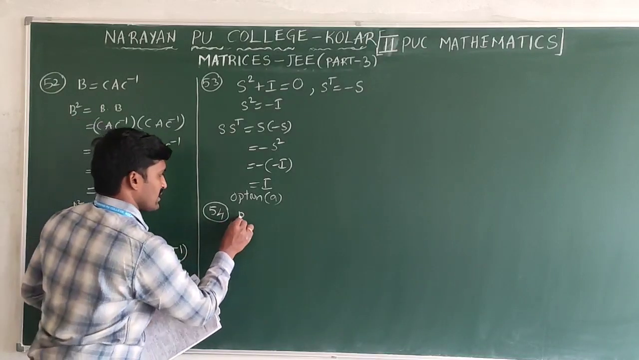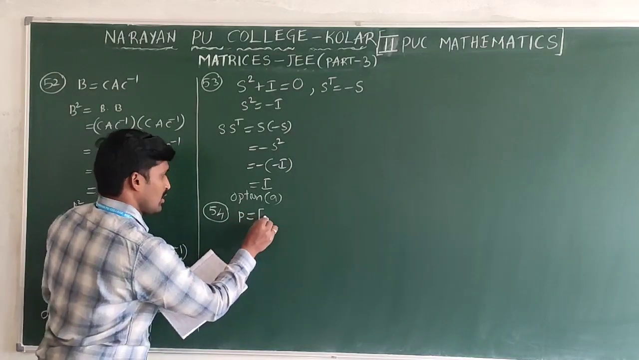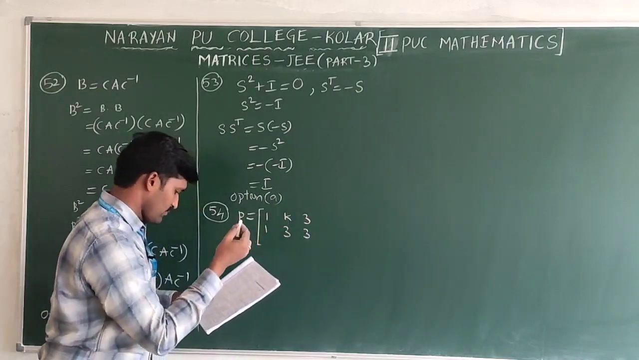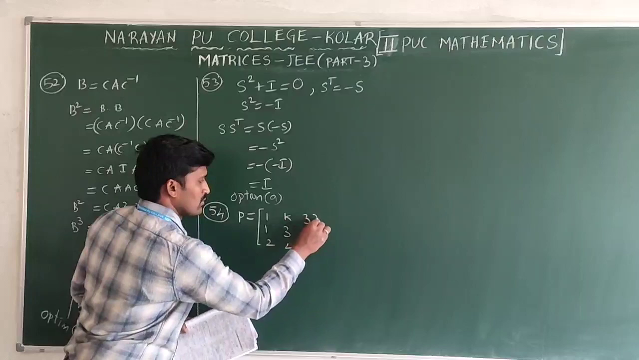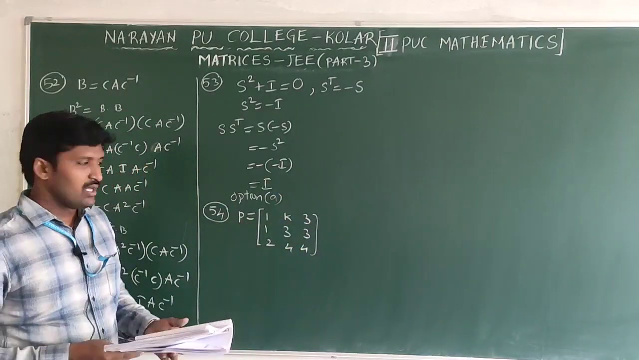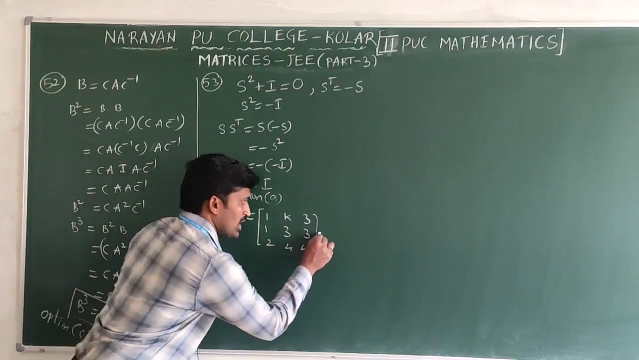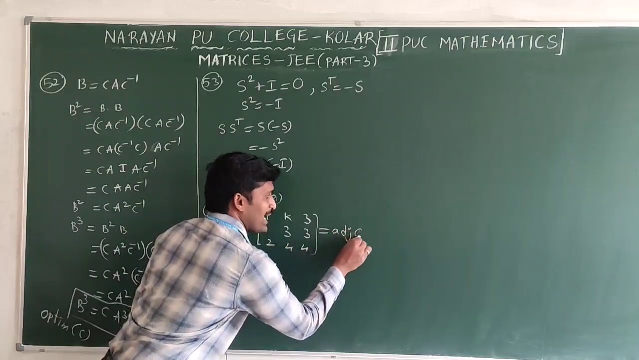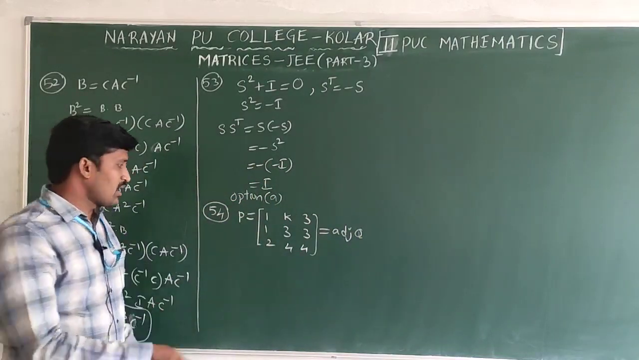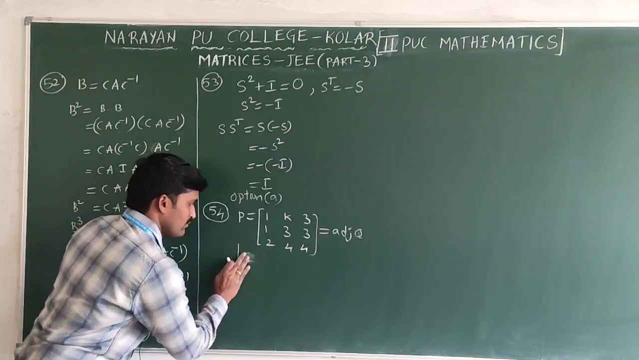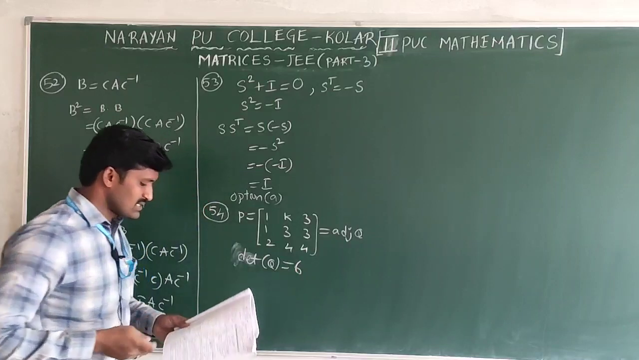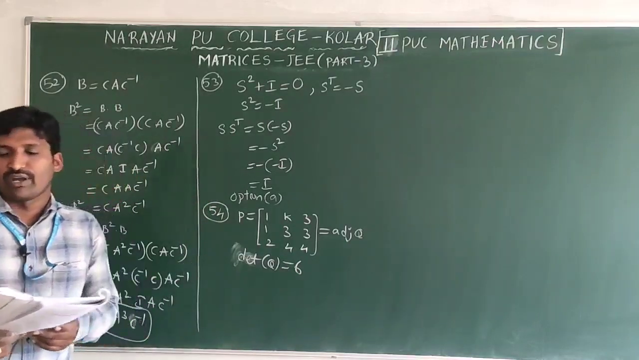P matrix is given: 1, K, 3; 1, 3, 3; 2, 4, 4. This P is the adjoint of the 3 by 3 matrix Q. Adjoint Q is given already, and det of Q is given. How much is given? 6. Then the K value we need to find out.